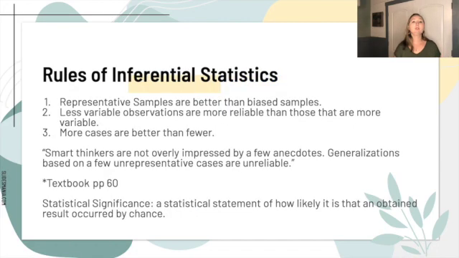All right, the rules of inferential statistics. Representative samples are better than biased samples. That should be pretty clear. Less variable observations, so data points closer together, are more reliable than those that are more variable. So the lower the variability, the more reliable. And then more cases are better than fewer. The more things you have confirming the same conclusion, the more reliable the conclusion.